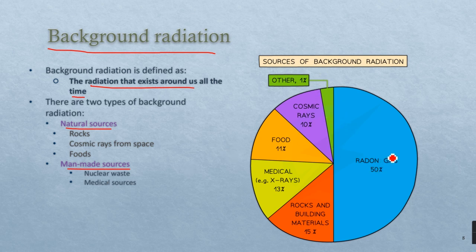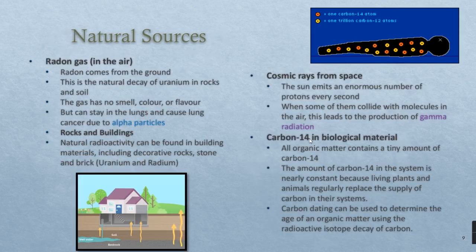We need to mention radon gas, which comes from the soil, and then the rocks and building materials that exist all around us in urban environments, and then the medical contribution, like X-ray machines and CT scans, and then the food that we know is also decaying and producing some radiation, and then cosmic rays coming from the sun and other radiations as well. Let's talk about the natural sources first.